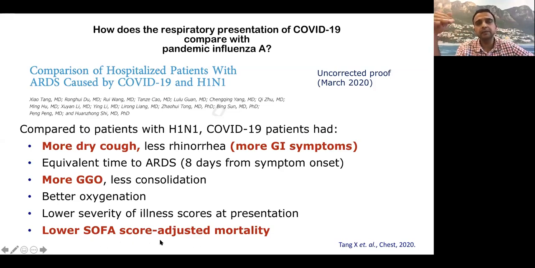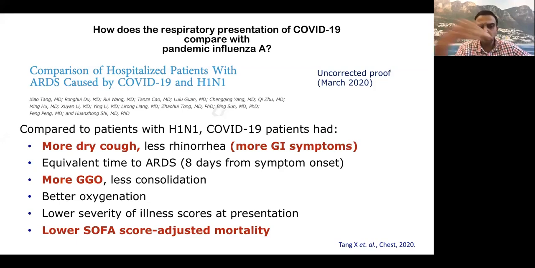SOFA is basically, if somebody dies, you have to adjust for how sick they were. Otherwise, you will get a very wrong signal. So SOFA is the sequential organ failure assessment score that tells you how sick a patient is on a particular day, and you can use it to track patients on a daily basis. So those people working in ICU would know this very well.